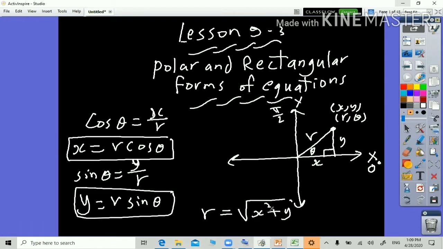Till now we have three relations. Memorize them. x equals r cosine theta. y equals r sine theta. r equals root x squared plus y squared. This is the relation between polar coordinates and rectangular coordinates. If you like to find x, say x equals r cosine theta. If you like to find y, r sine theta. If you like to find r, it equals root x power 2 plus y power 2. Now come to solve an example here.